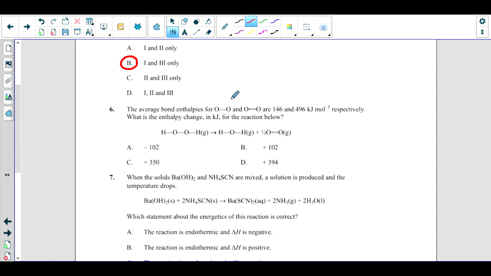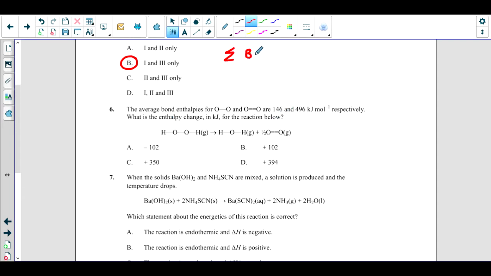The average bond enthalpies of O single bond O and O double bond O are given. What is the enthalpy change in kilojoules for the following reaction? We have a reaction, and with the help of bond enthalpies, we have to calculate the overall heat. So let us see how we can do it. The formula normally used in this case is what?